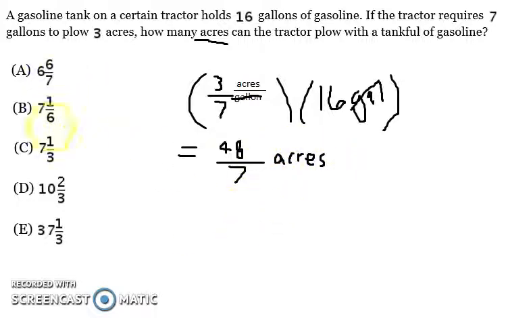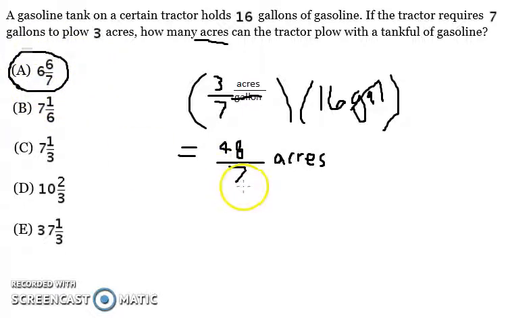Now that doesn't look like any of the answers. So we've got to figure out what 48/7 looks like. And 7 is actually a prime number, so it's not going to reduce. And the only answer with a 7 on the bottom is this one. So if you're confident that you got this part right, you're done.